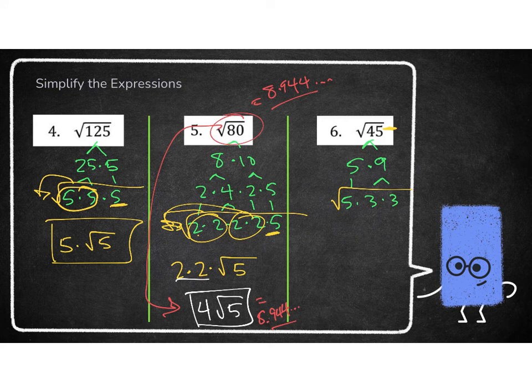The pair that I have is a pair of 3's. So I bring my pair of 3's out front, and I end up with the square root of 5 behind. No other multiplying to put together, so that's that.